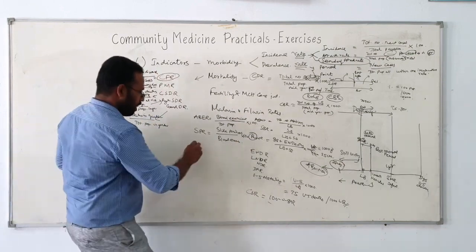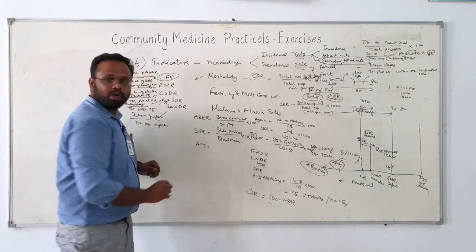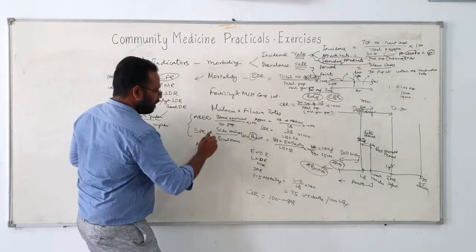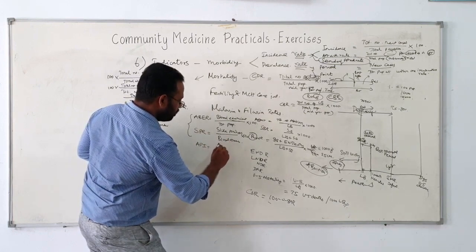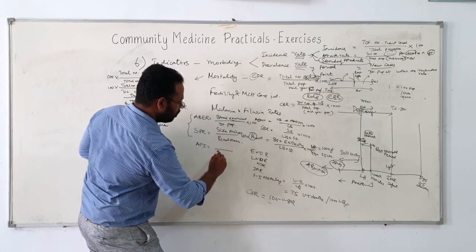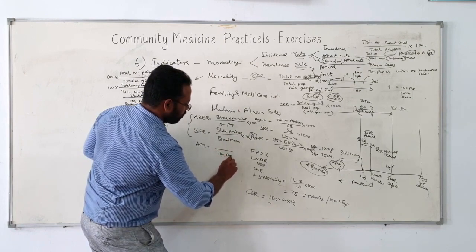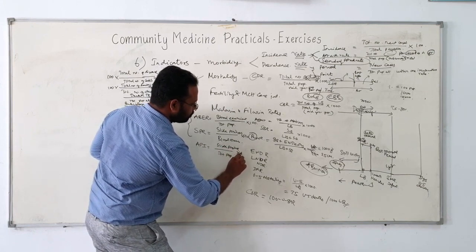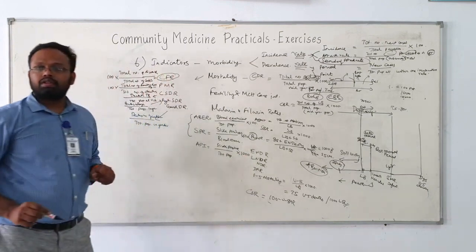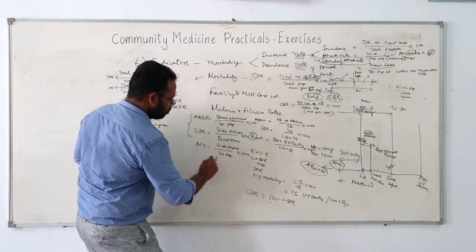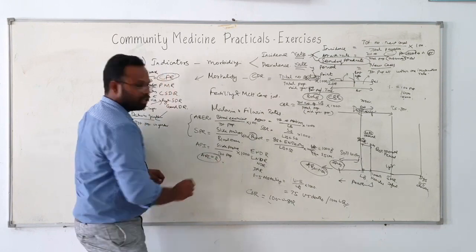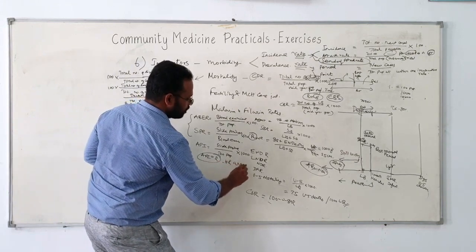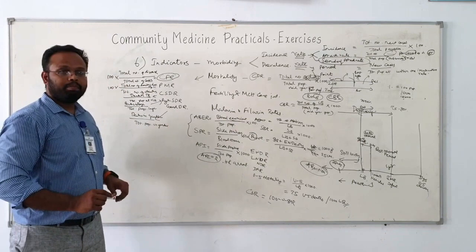Now we have API, the annual parasite incidence. Here we combine these two and say, out of the total population, how many are slide positive? This is expressed per 1000. The cutoff for API is given as 2. Based on this, the high-risk areas of malaria have been classified. So these three are very important.